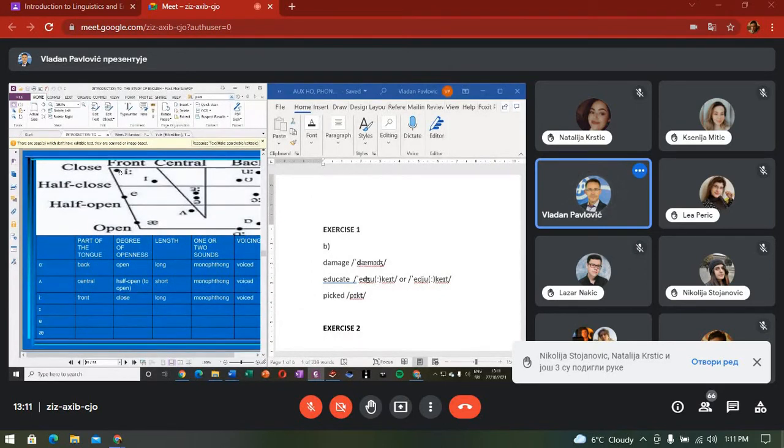What else? Which part of the tongue is involved according to the diagram? The front part of the tongue. The front part of the tongue? Aha, and here it's described already. So in the third row. Then what about the length?